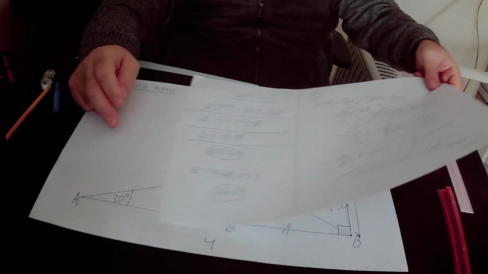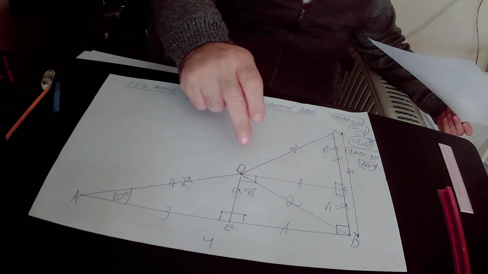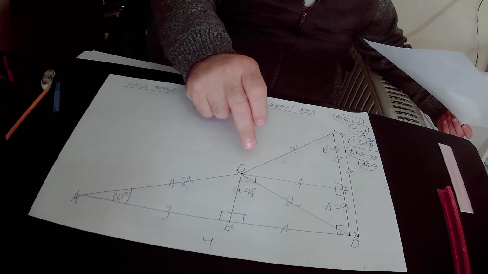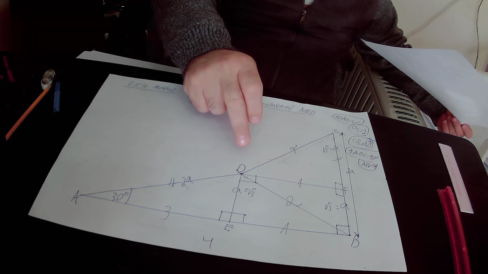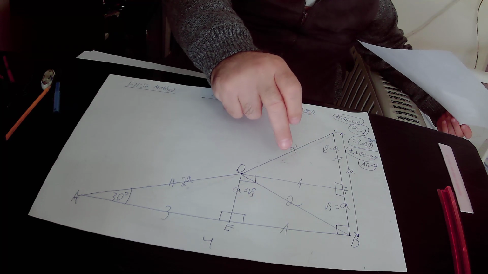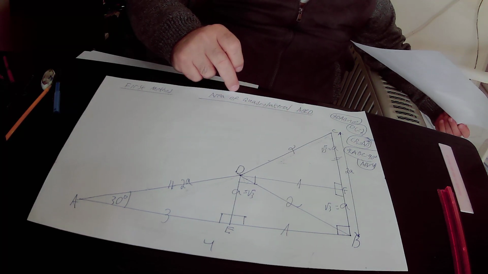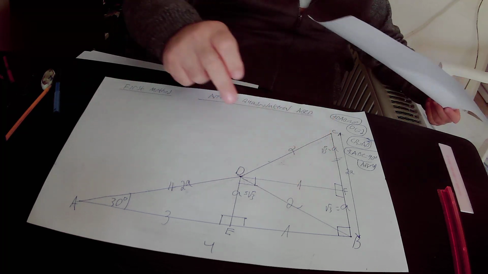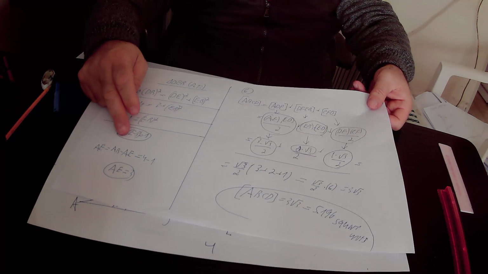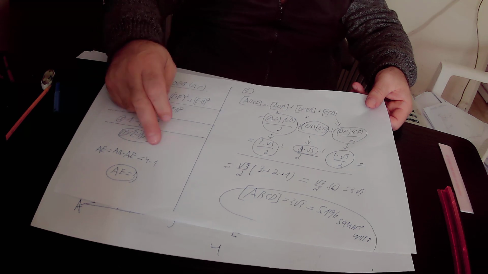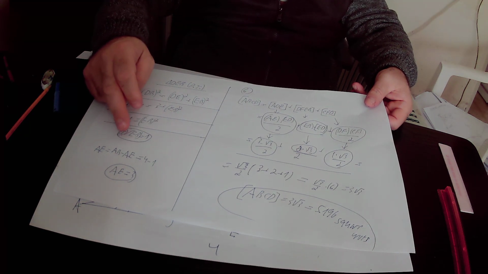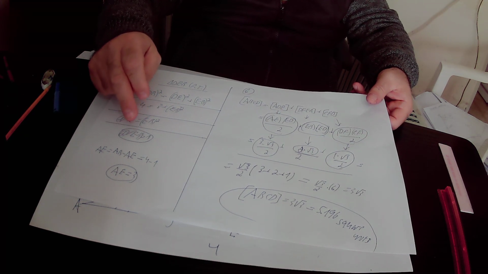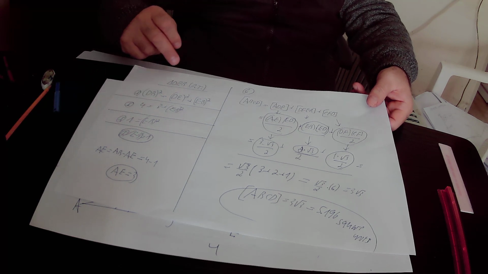So we found out that EB equals 1 unit, and because the opposite sides of a rectangle are equal to each other, DF will also be equal to 1. And then what is the value of AE? AE equals AB minus EB. AB equals 4 units, EB equals 1. So AE equals 4 minus 1. That is to say, AE equals 3 units.